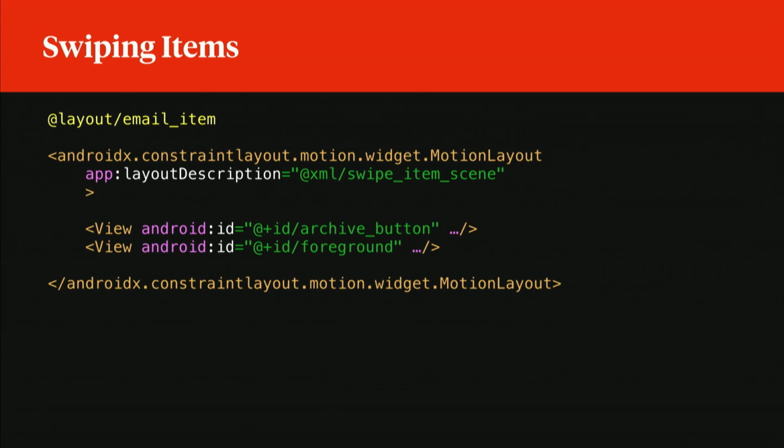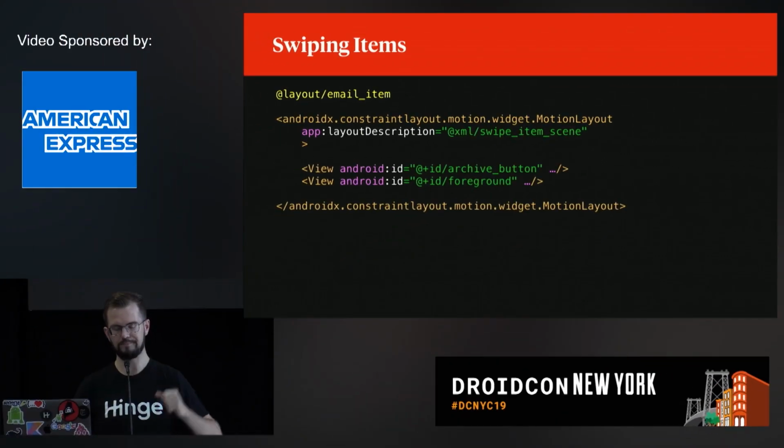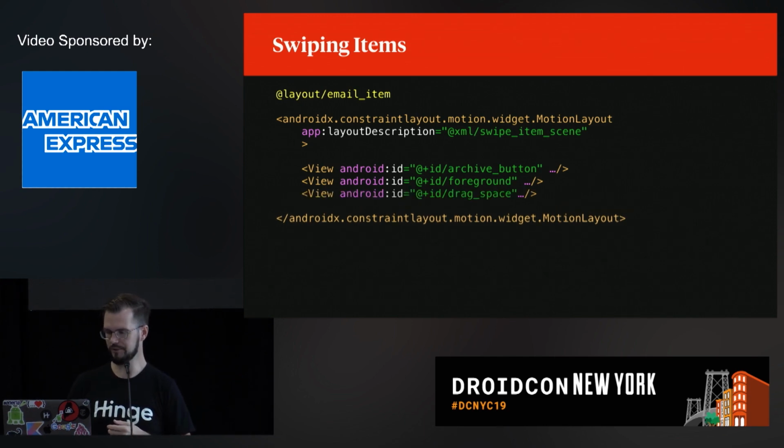So I have this motion layout, and there's going to be two views in this. This motion layout is actually a RecyclerView view holder item, and there are two things in it. There's an archive button and a foreground. Now, you might think from what we've seen so far that we can just tell the foreground to be the target of an on-swipe gesture. This results in a really janky animation that I'm not going to show you. So instead, I'm just going to show you the right way to do it.